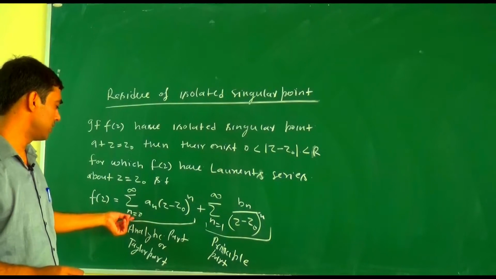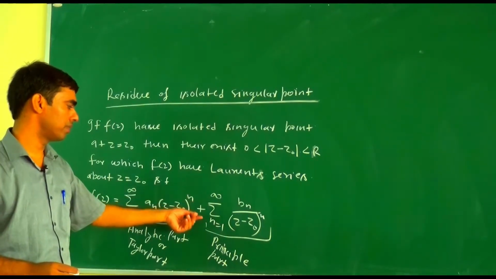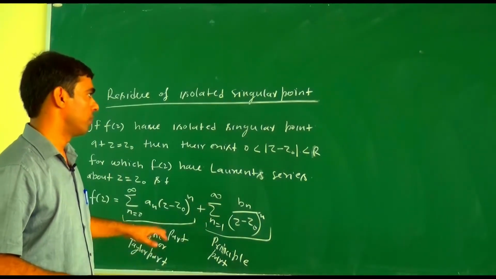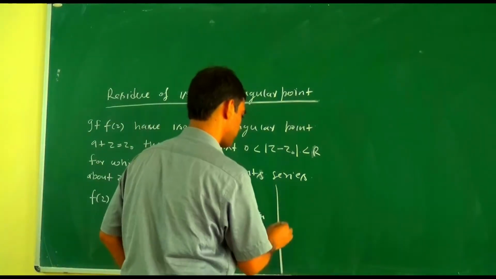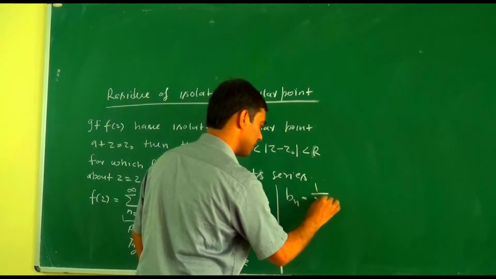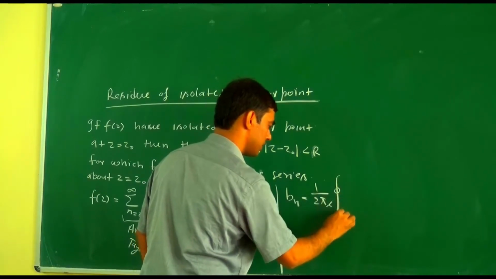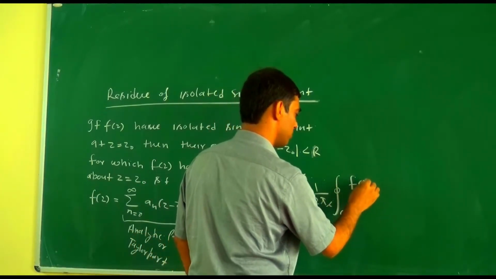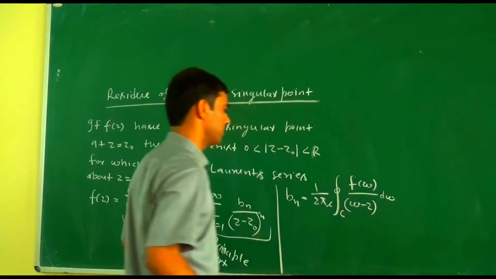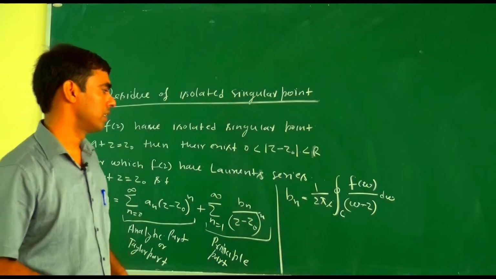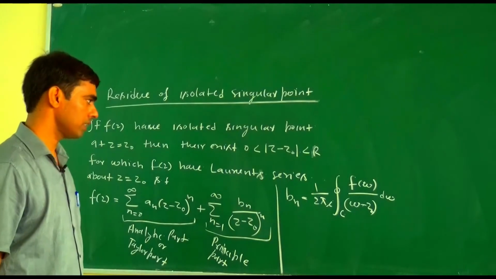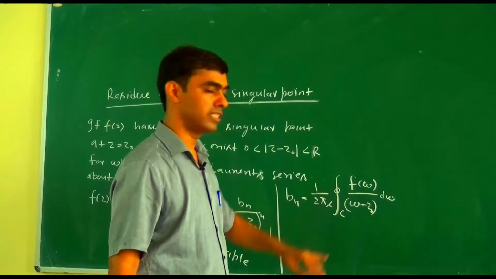So if f(z) has an isolated singular point, then we are able to expand f(z) about z equals z0: f(z) equals the summation n equals 0 to infinity of an (z minus z0) to the power n plus the summation n equals 1 to infinity of bn divided by (z minus z0) to the power n, where bn is 1 upon 2 pi i, integrated over C, of f(w) upon (w minus z0) to the power minus n plus 1, dw.